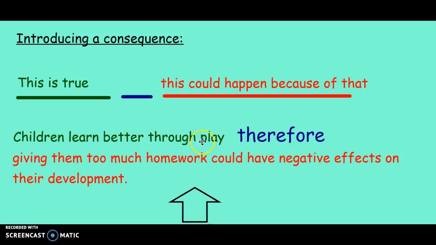So here I am saying that children need to play, and if I give them too much homework, there may be negative effects. So I can use the linker therefore to introduce a consequence. So children learn better through play, therefore giving them too much homework could have negative effects on their development.